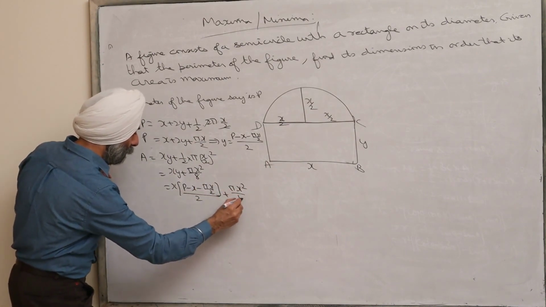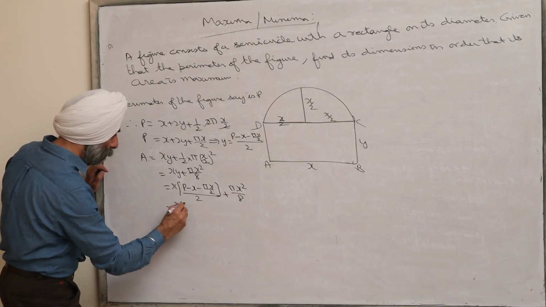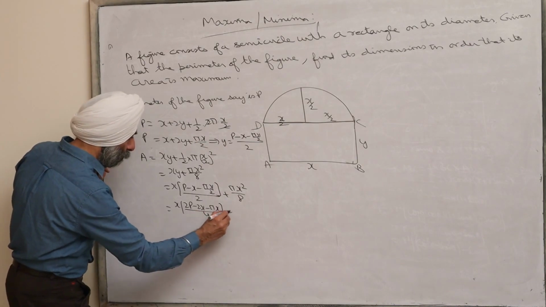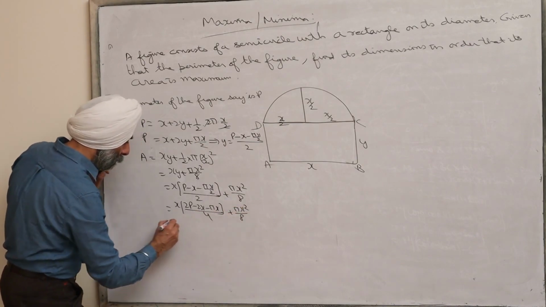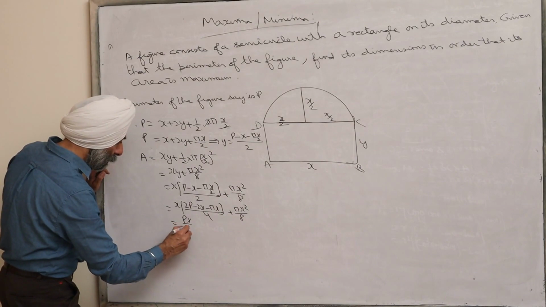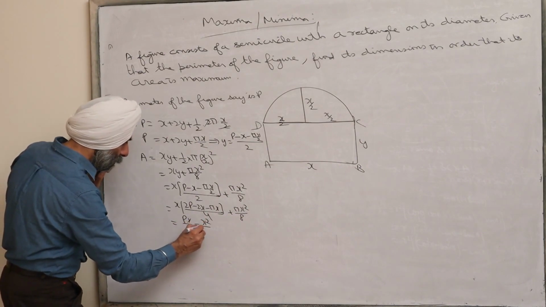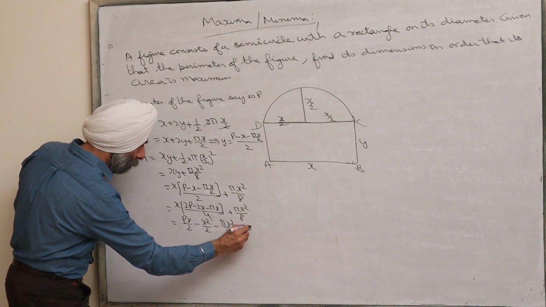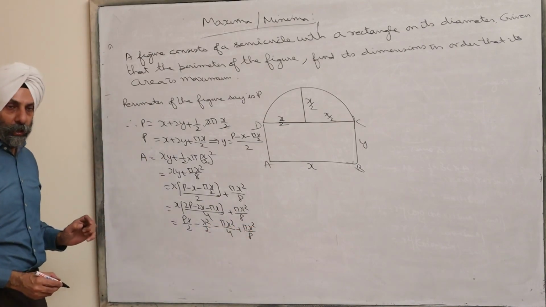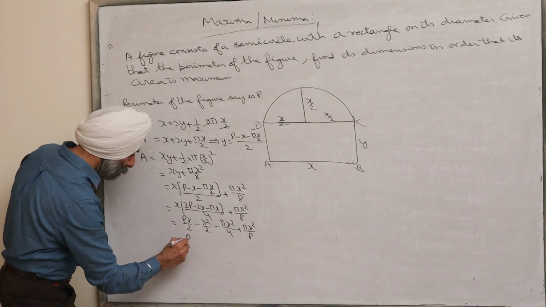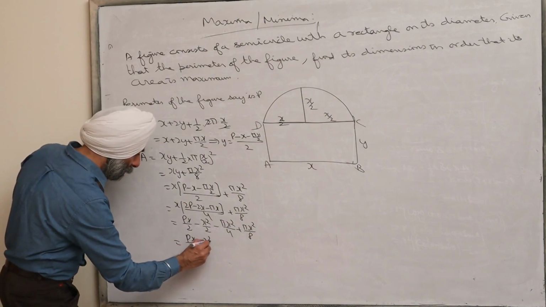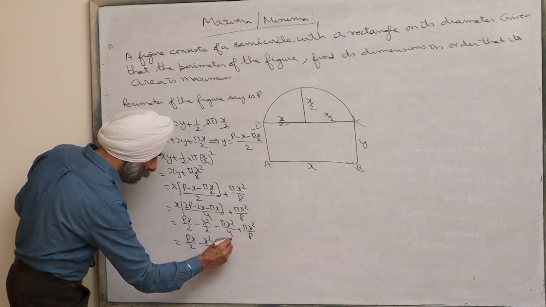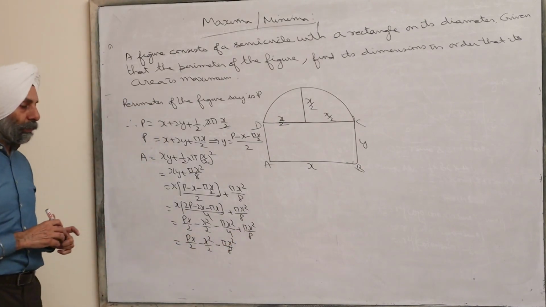plus pi x square by 8, which is x into 2P minus 2x minus pi x, by 4, plus pi x square by 8, which is Px by 2 minus x square by 2 minus pi x square by 4 plus pi x square by 8. So if we simplify this, it comes out to be Px by 2 minus x square by 2 minus pi x square by 8 here.